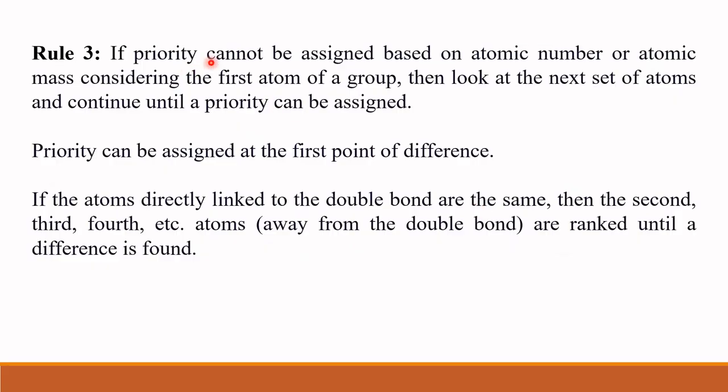Then rule 3: If priority cannot be assigned based on atomic number or atomic mass, considering the first atom of a group, then look at the next set of atoms and continue until a priority can be assigned. If the atoms directly linked to the double bond are the same, then consider the second, third, fourth, etc. atoms and rank until a difference is found.